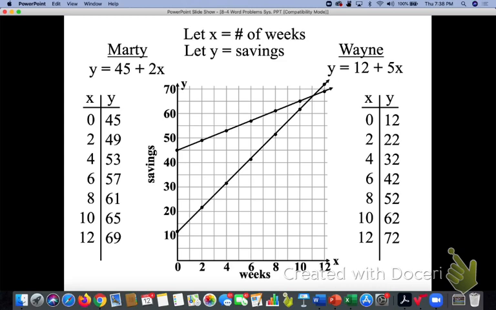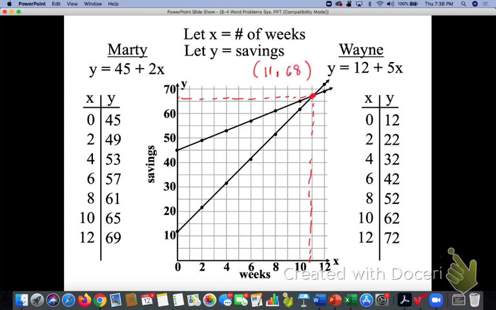And now, the real thing to look at here is, what is the solution to this system? We've been talking about solutions, and my solution is this point right here. I'm going to estimate it. If I were making an ordered pair, it's about 11 across. It reaches 11 on the x-axis, and then it goes up to almost, I don't know, 68, something like that.